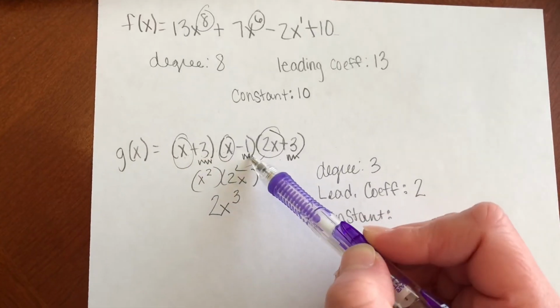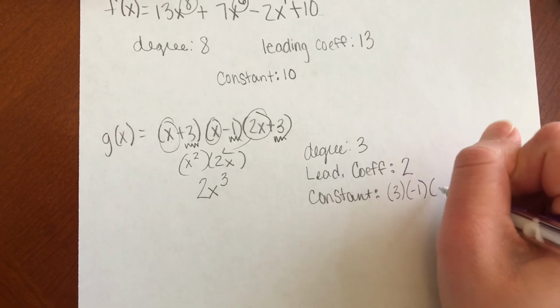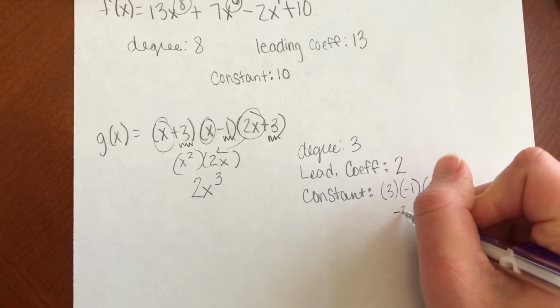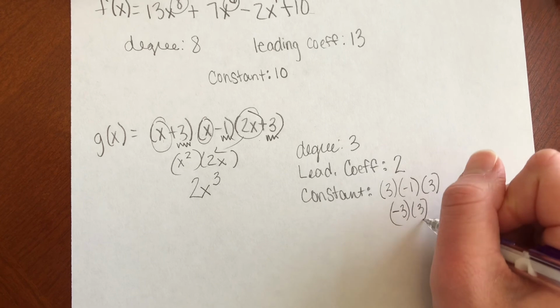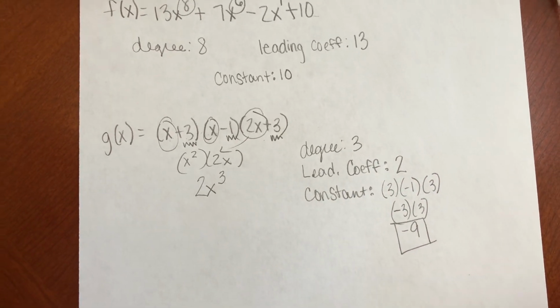So 3 times -1 would be, here I can write that out, times 3. 3 times -1 would be -3, times 3 again, which would be -9. So your constant, or your y-intercept, is -9.